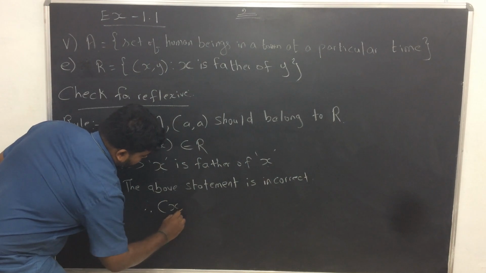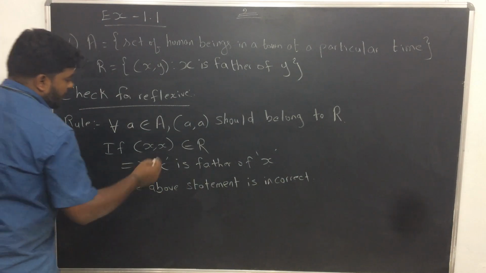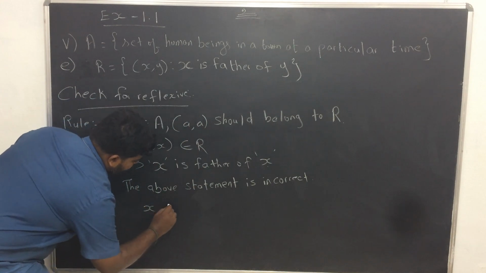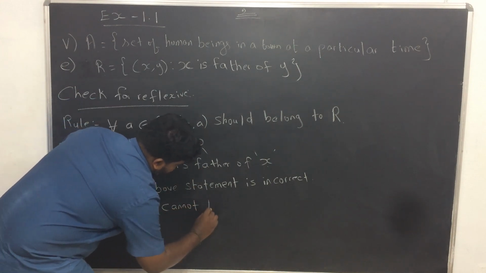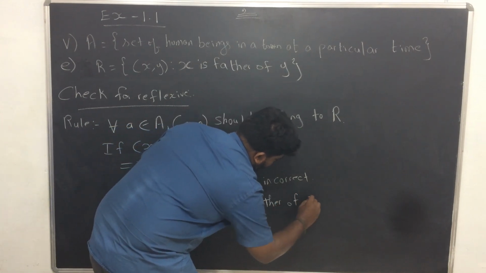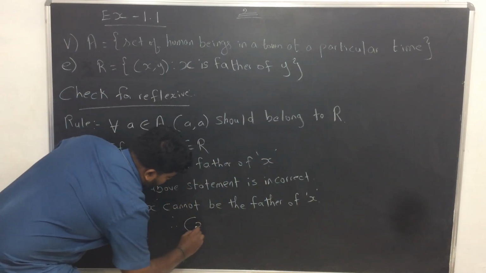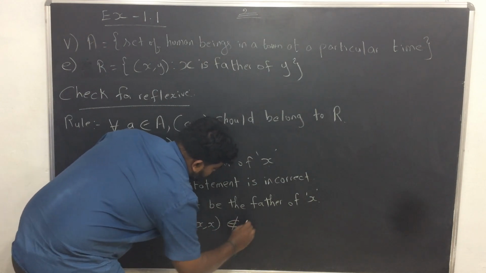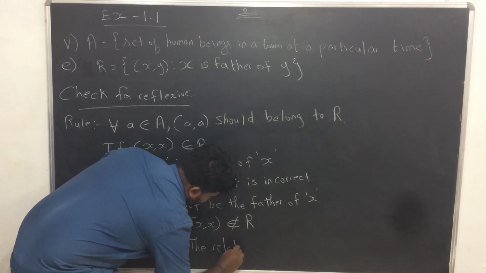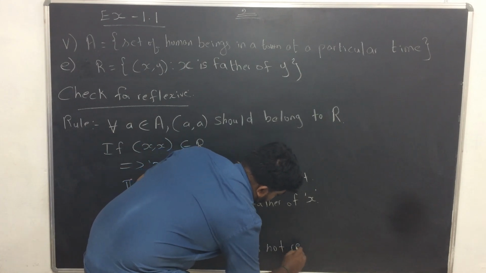Therefore, (x, x), sorry, we missed a step. x is father of y. So, x cannot be the father of x. That is why this statement is incorrect. Therefore, (x, x) does not belong to R. Hence, this relation is not reflexive.